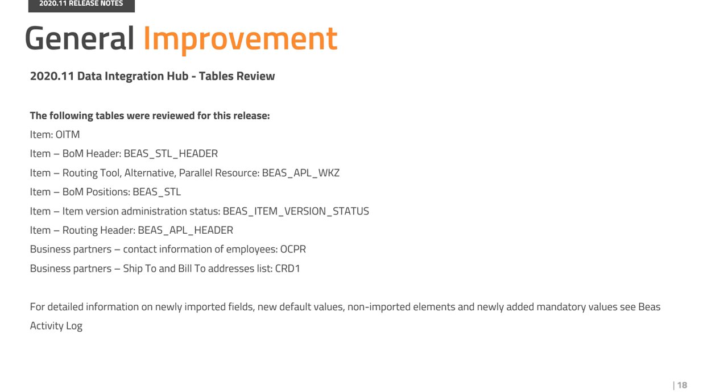In the Data Integration Hub area, we reviewed the following tables in the release. Item, item BOM header, item routing tool, alternative, parallel resource, item BOM positions, item version administration status, item routing header, business partners, contact information of employees and business partners, ship to and bill to addresses list. For detailed information on newly imported fields, new default values, non-imported elements, and newly added mandatory values, please visit our Beas activity log.